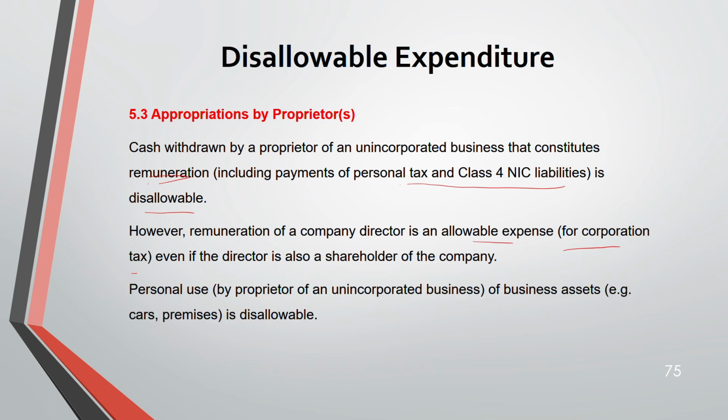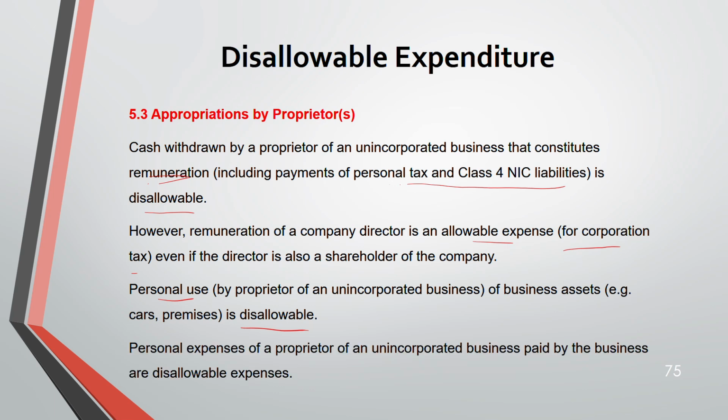Now, personal use. Personal use of business assets by the proprietor is disallowed, for example, using the car or premises. And personal expenses of the sole trader paid by the business are also disallowed.